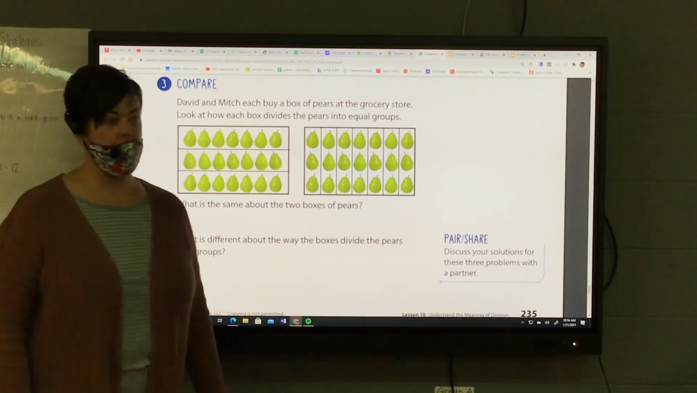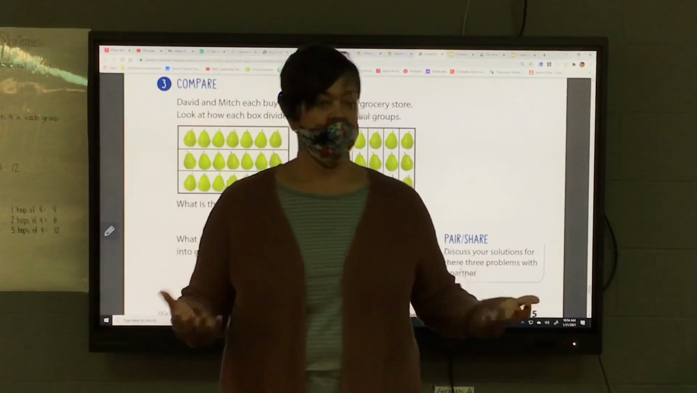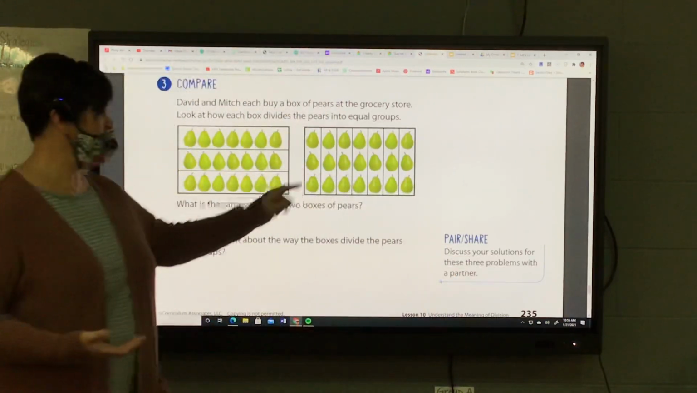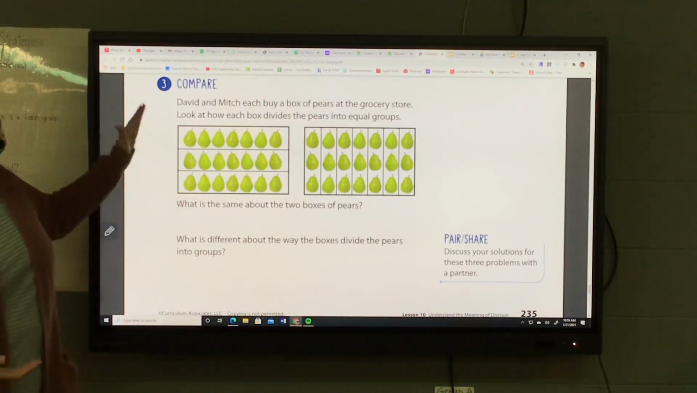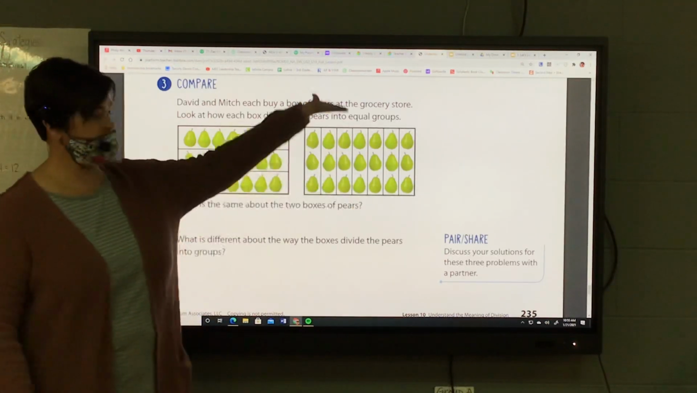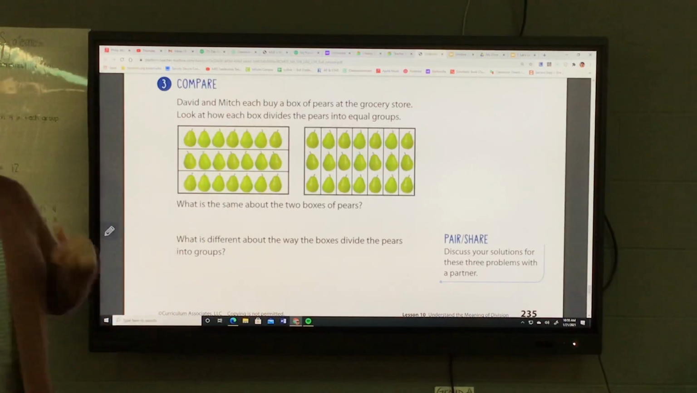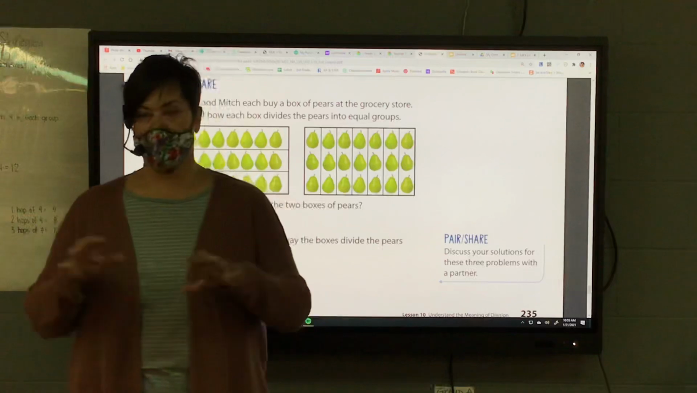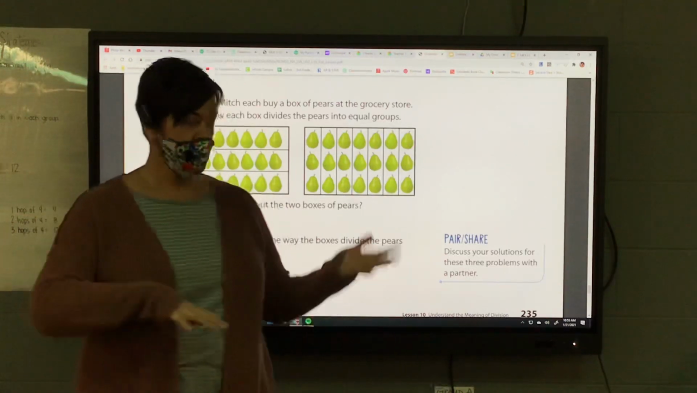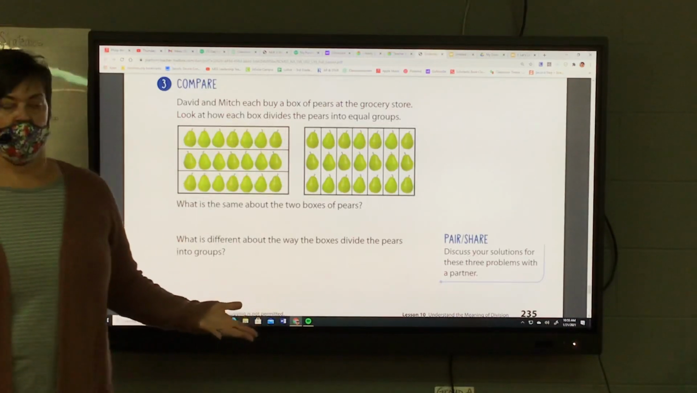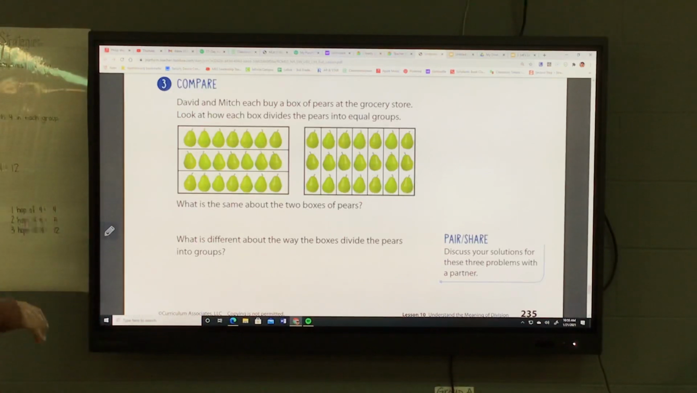Okay, so when we were talking about multiplication, remember how we could change the order of those? Is that what they did here? Yep. They did 3 by 7. Here they did 7 by 3. Okay, so if you know your 3s or your 7s, could you figure out what 3 times 7 is? Or 7 times 3? So how many pears are there in all? 21. There's 21 pears in all.